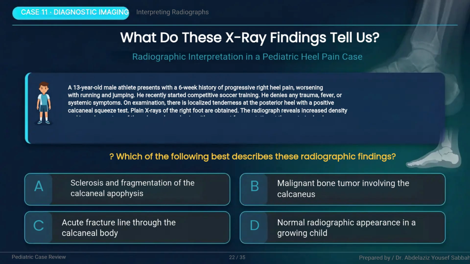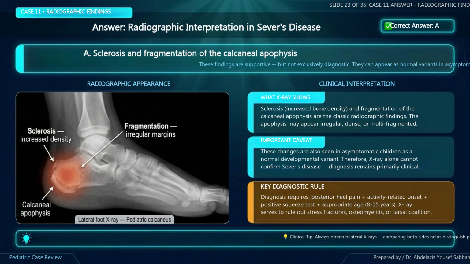Option D. Normal radiographic appearance in a growing child. The correct answer is option A. Sclerosis and fragmentation of the calcaneal apophysis. Sclerosis, meaning increased bone density, and fragmentation of the calcaneal apophysis are the classic radiographic findings in Sever's disease. The apophysis may appear irregular, dense, or multifragmented. However, an important caveat: these changes are also seen in asymptomatic children as a normal developmental variant.